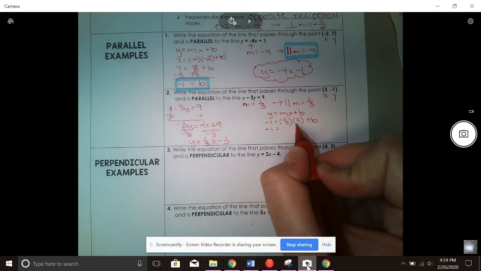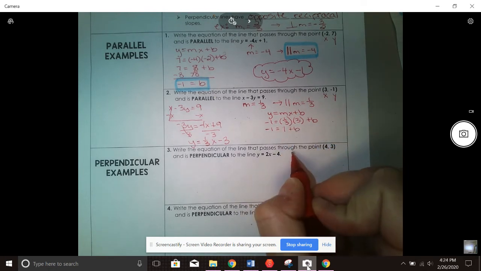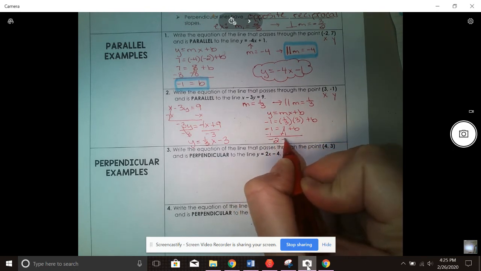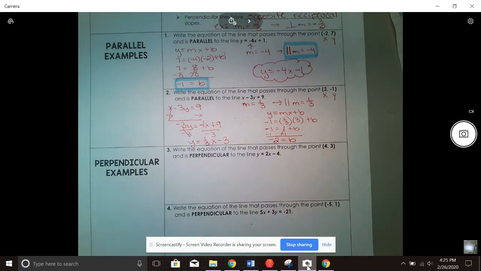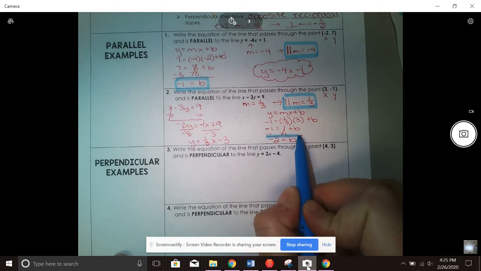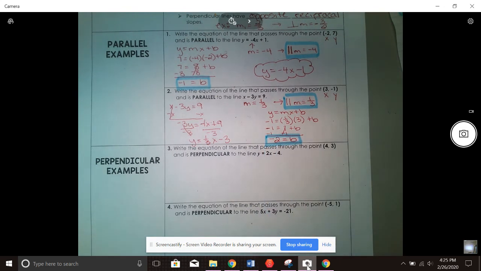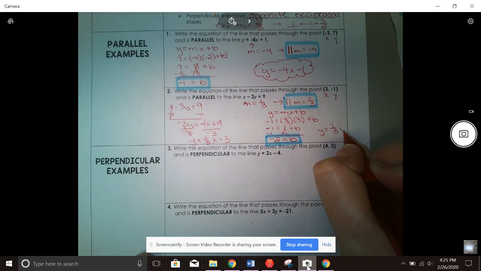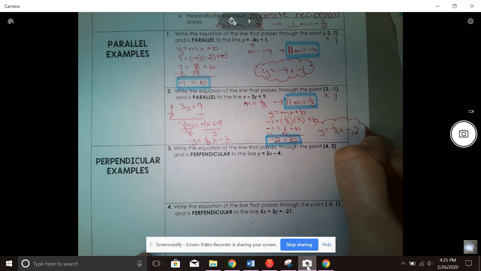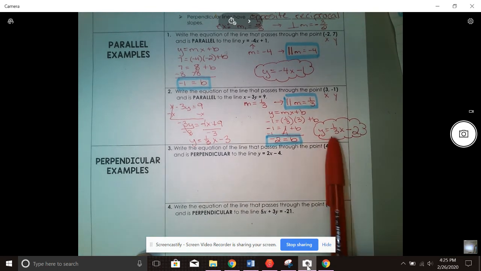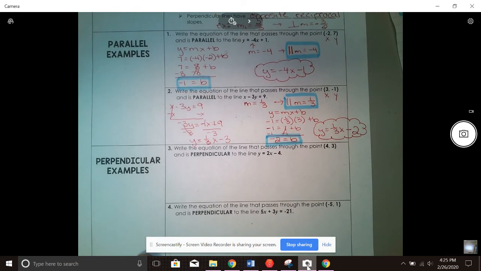1/3 times 3, 1/3 of 3 is 1. To get b by itself, I'll subtract 1 on both sides. So I have -2 is equal to b. Time to put it all together. I've got my parallel slope here. And now I have my new y-intercept of the second line that I'm trying to build here. So when I put everything together, I will get y equals positive 1/3 x minus 2 as my final equation. If you took the time to graph these two lines, they would wind up parallel to each other.